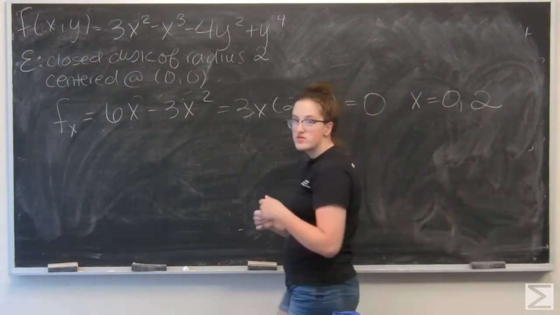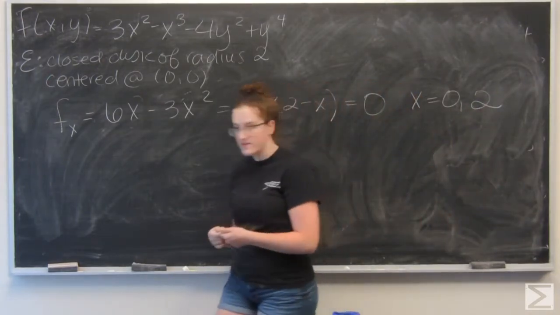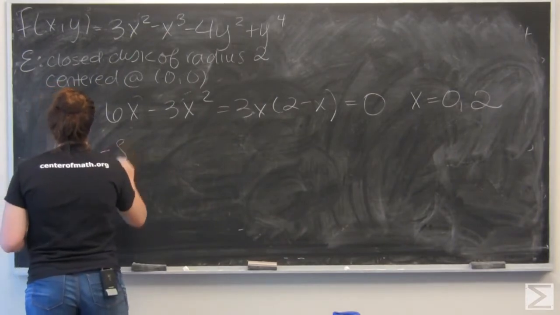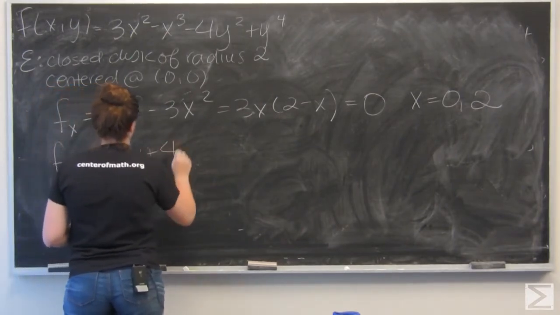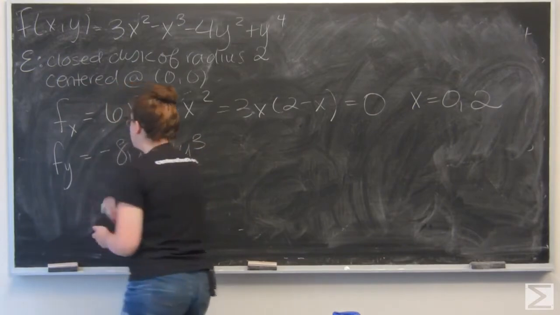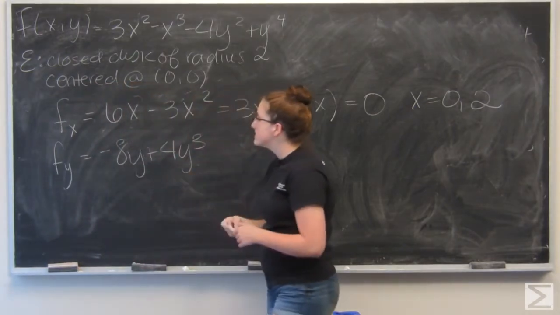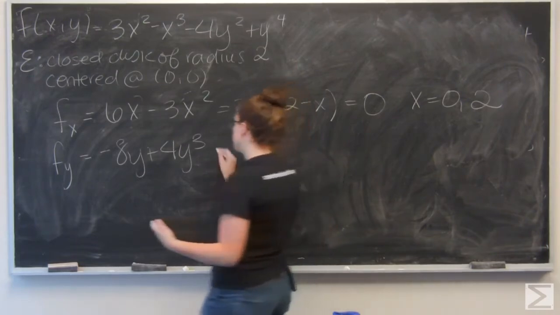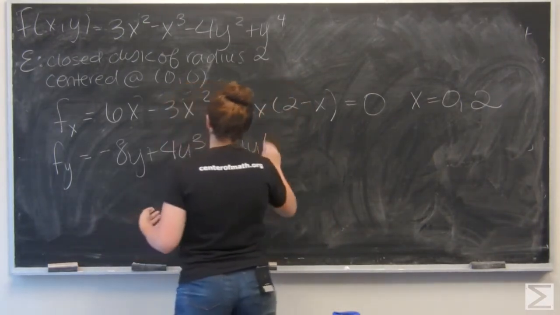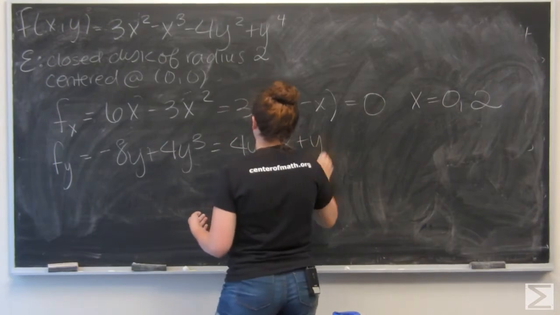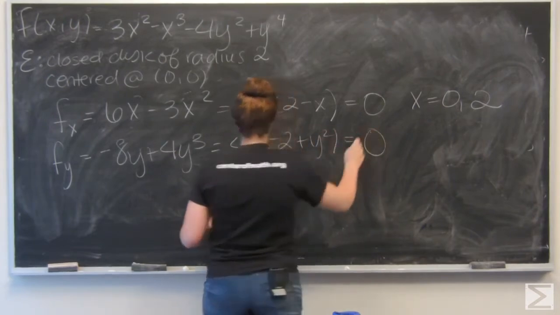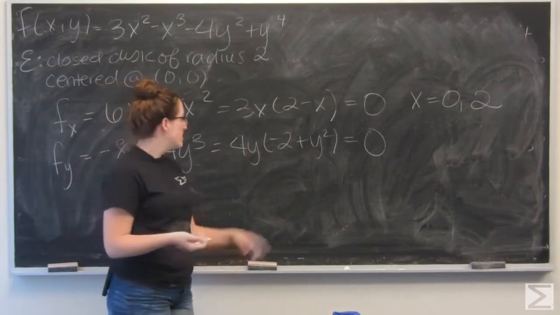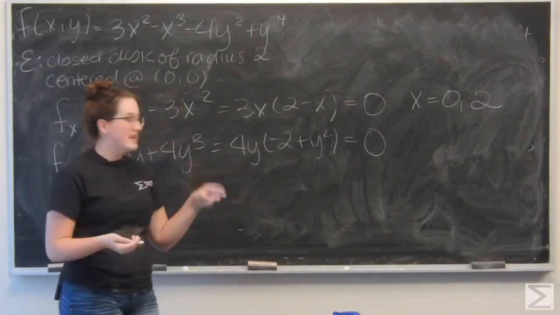All right, now let's do the same for f sub y. f sub y equals negative 8y plus 4y to the third. So let's go ahead and factor out a 4y from that. Set it equal to 0, and this time I get three values for y: 0, positive square root of 2, and negative square root of 2.